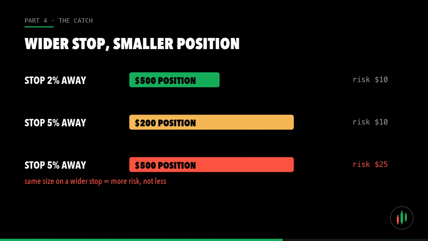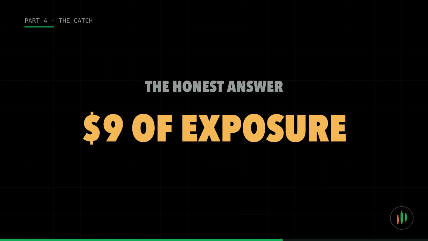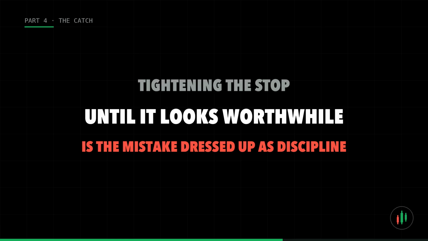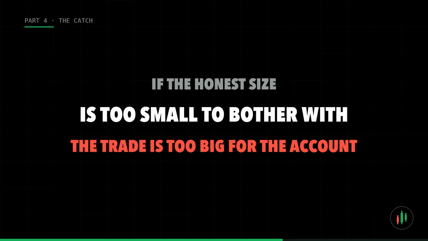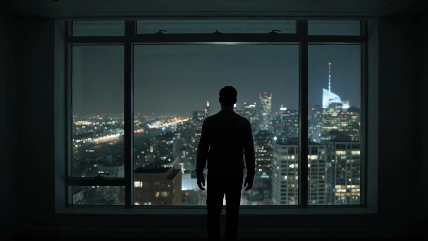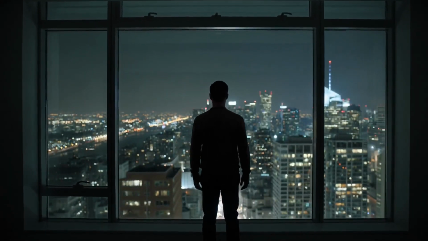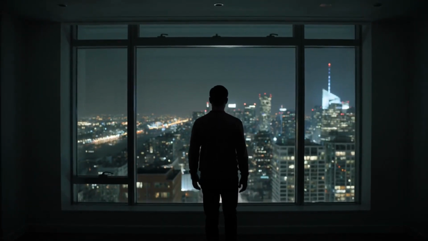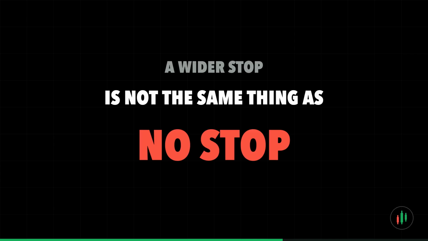And here is the uncomfortable version of that. Sometimes you do the arithmetic honestly, and the position comes out absurdly small. $9 of exposure. At that point, the answer is not to tighten the stop until the position looks worthwhile. That is the mistake dressed up as discipline. The answer is that the account is too small for that particular trade on that particular time frame, and a smaller time frame with tighter structure is a more honest fix than a stop you have squeezed to make the numbers feel better. And a wider stop is not the same thing as no stop.